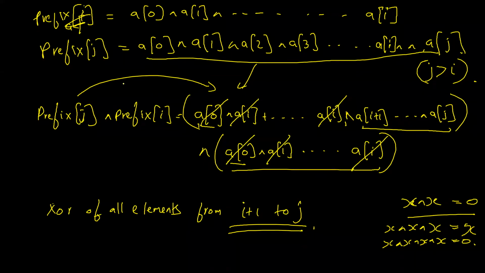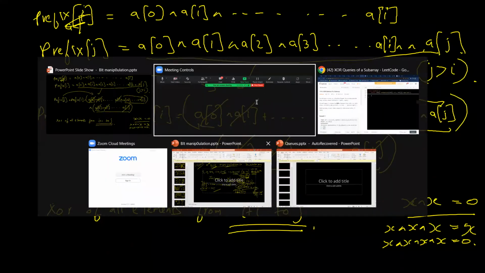If you XOR again both of them, they are kind of removing all the elements of a of I. So the only elements that are left are a of I plus 1 till j. ठीक है? So I can easily code it now. But I'm just giving this as homework for you guys. अगर नहीं हो पाए तो कल discuss कर सकते हैं, no worries.